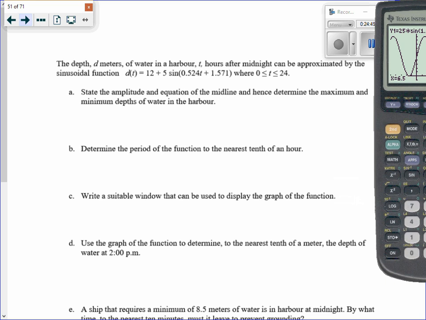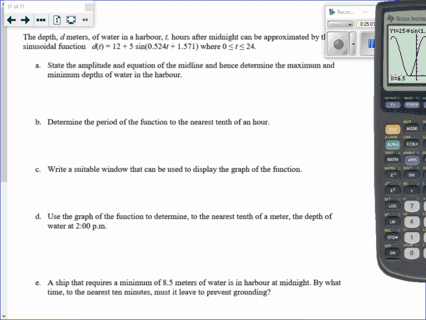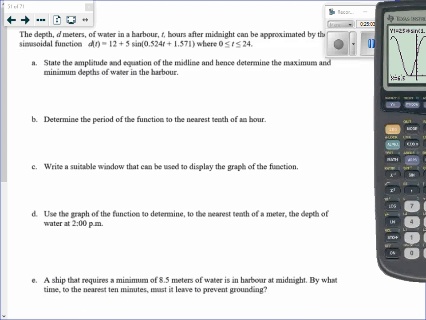This one is dealing with, again, like I said, the tides that come in. The depth of the water also can be modeled by a sine function or a periodic function. And so this just says the depth, d, in meters of water in a harbor t hours after midnight can be approximated by a sine function, and it's in this form where it tells you the hours after midnight are from 0 to 24. Okay, now this is important, hours after midnight.